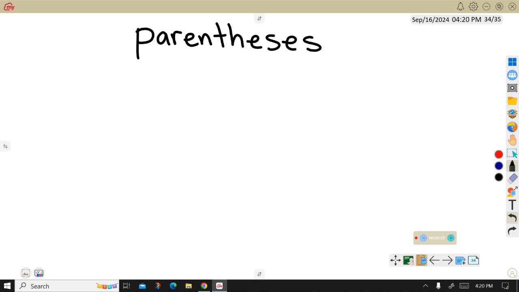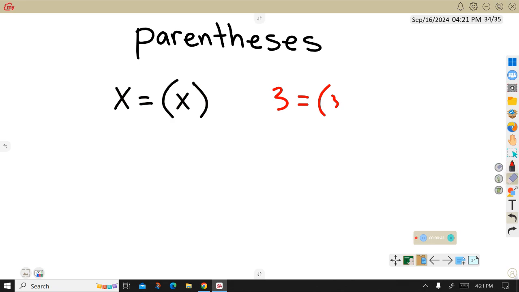So you can add as many parentheses as you want to something, right? So let's just be clear about this. X is the same thing as X in parentheses. There's no difference there, okay? Another thing that we should realize, right? I'll give you another example. So that means that 3 is the same thing as 3 in parentheses, right? There's nothing different there about that.